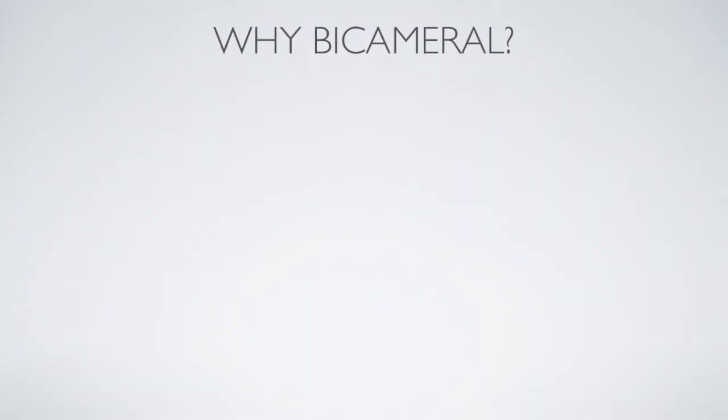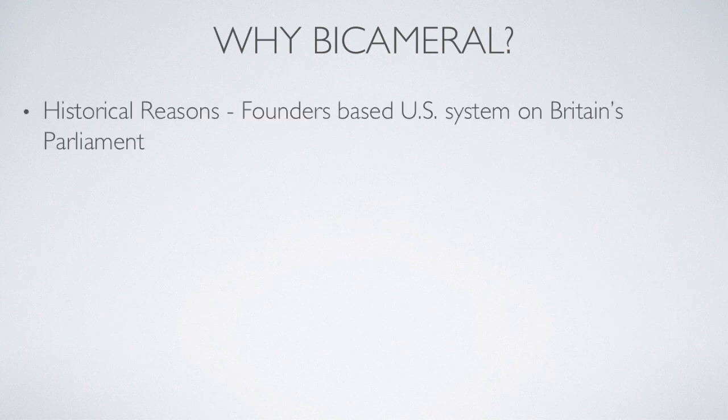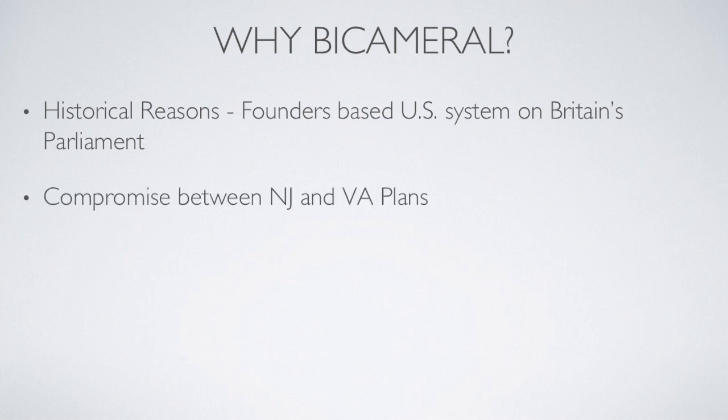So why do we have 2 houses? This is called bicameral. Bi meaning 2. Well, historic reasons. The Founders based the U.S. system on Britain's Parliament. Britain's Parliament has the House of Lords, which is the upper house, like the Senate. They also have the House of Commons, which is the lower house, much like our House of Representatives. It was a compromise between the New Jersey Plan, the smaller states that wanted equality, like the Senate, and the Virginia Plan that wanted population.